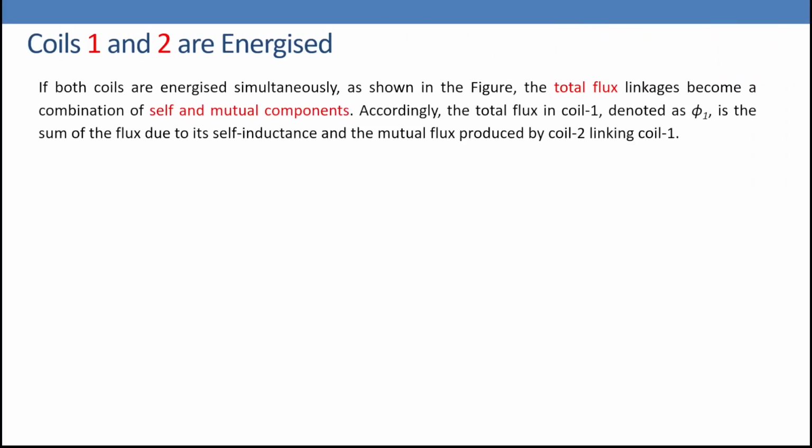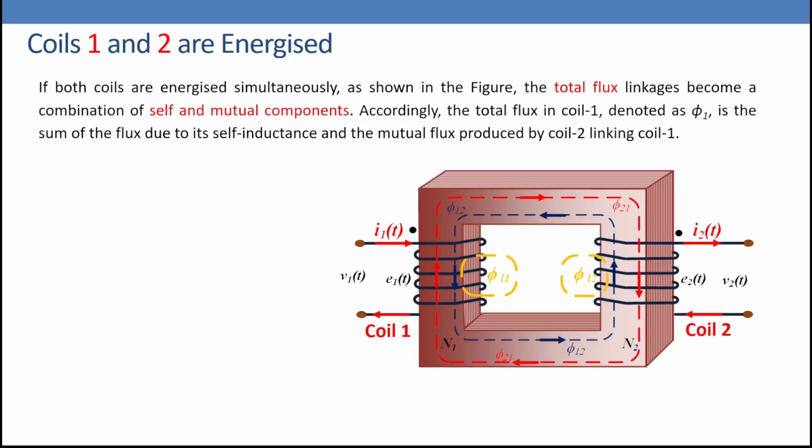If coils number 1 and 2 are energized simultaneously, as shown in the figure here, coil number 1 has a current I1(t) and coil number 2 has a current I2(t). So we have a self and a mutual for each coil. The total flux linkages become a combination of self and mutual components. So the total flux on coil number 1, we are going to call it φ1, and that one is the sum of the flux due to the self and mutual. And the same for coil number 2.